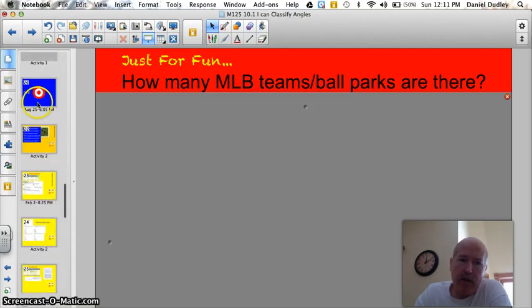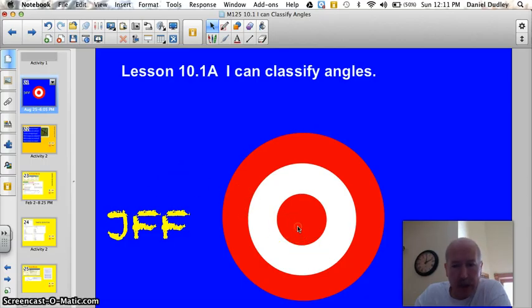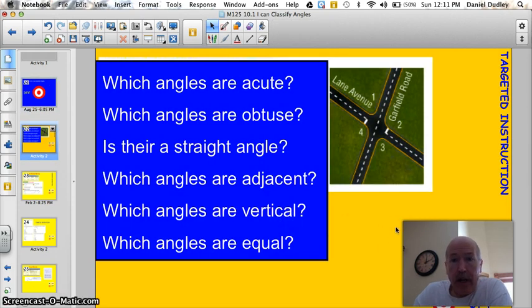Let's go to our official target for today, which is lesson 10.1a. I can classify angles. Let's do this thing. I got a whole bunch of questions. Take a look at this intersection here of Lane Avenue and Garfield Road.